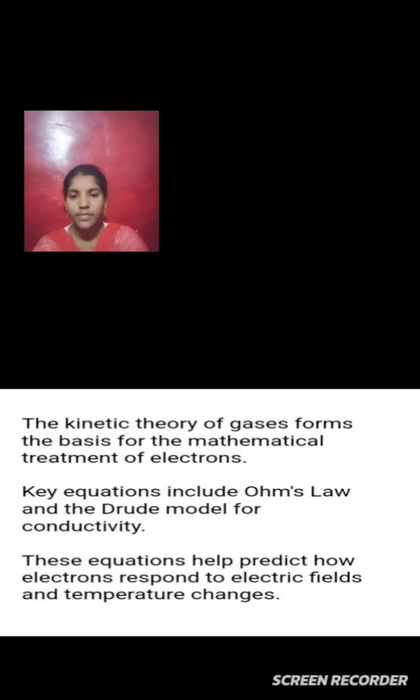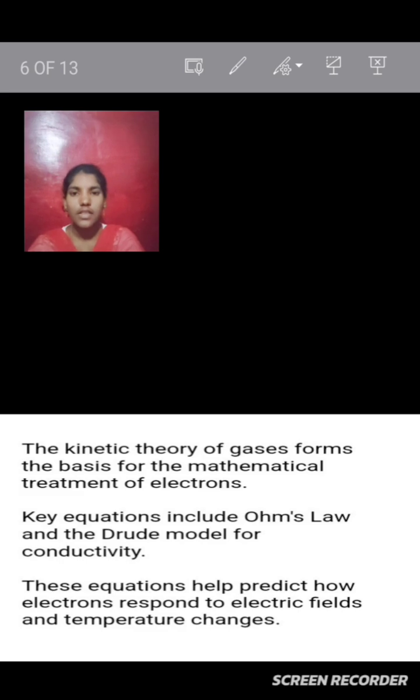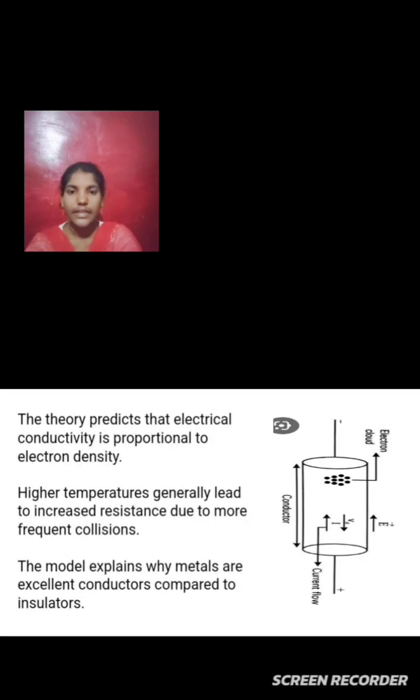In this classical free electron theory, the motion of electrons is described using classical mechanics. Here we observe the mean free path of the electrons. The theory predicts that electrical conductivity is proportional to electron density. Higher temperatures generally lead to increased resistance due to more frequent collisions. The model explains why metals are excellent conductors compared to insulators.